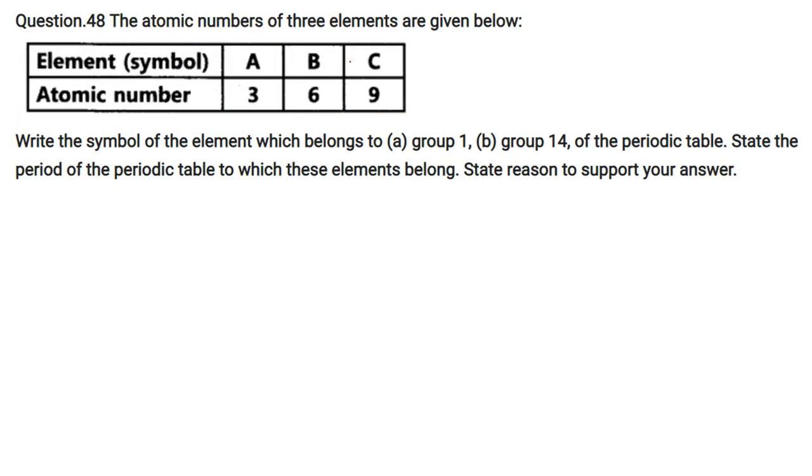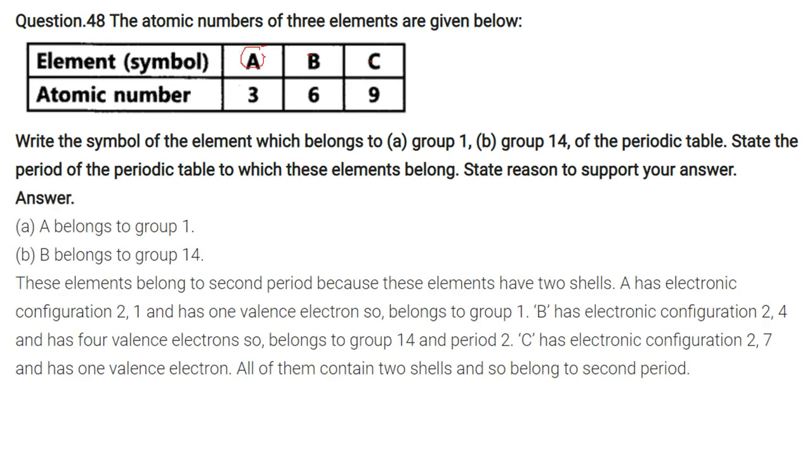The atomic numbers of 3 elements are given like this: A, B, C. Write the symbol of the element which belongs to group 1 and group 14 of the periodic table. State the period of the periodic table to which these elements belong. State reason to support your answer. So A belongs to group 1 and B belongs to group 14.